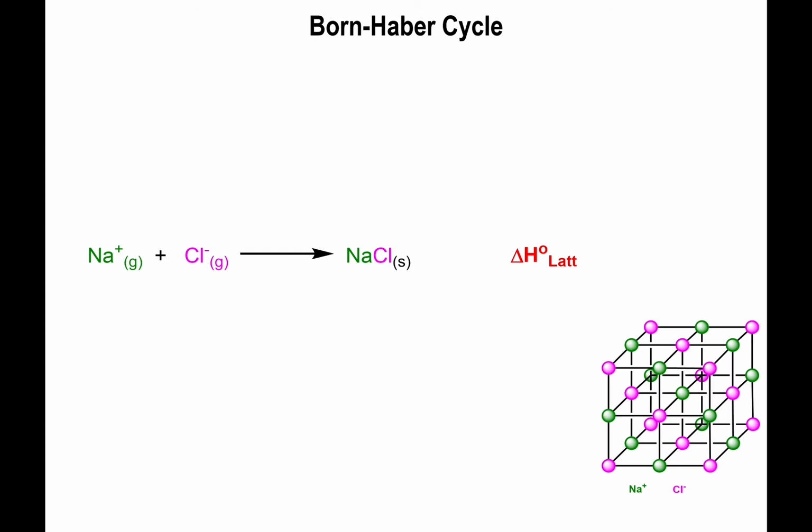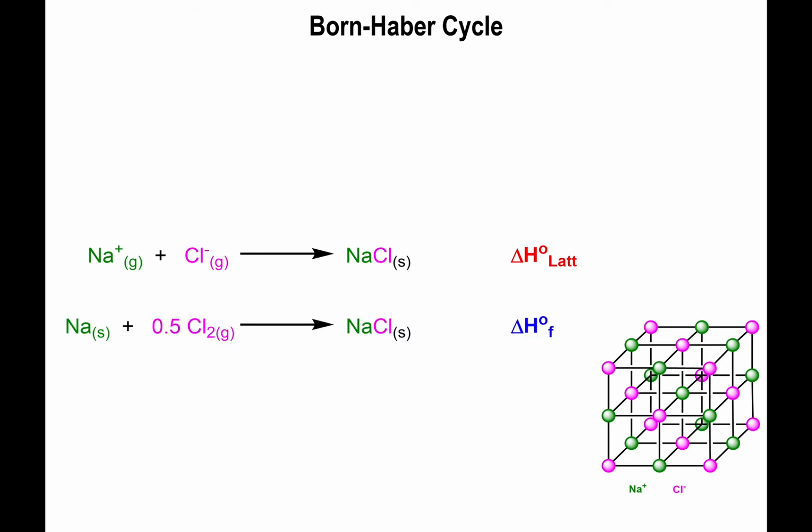Alright, so I'm going to start with sodium chloride. Using a Born-Haber cycle, simply stated, what you need to do is set up the lattice enthalpy equation, which is gaseous cation plus gaseous anion forming the salt. That is the definition of the lattice enthalpy. You start with the gaseous ions and you make the salt.